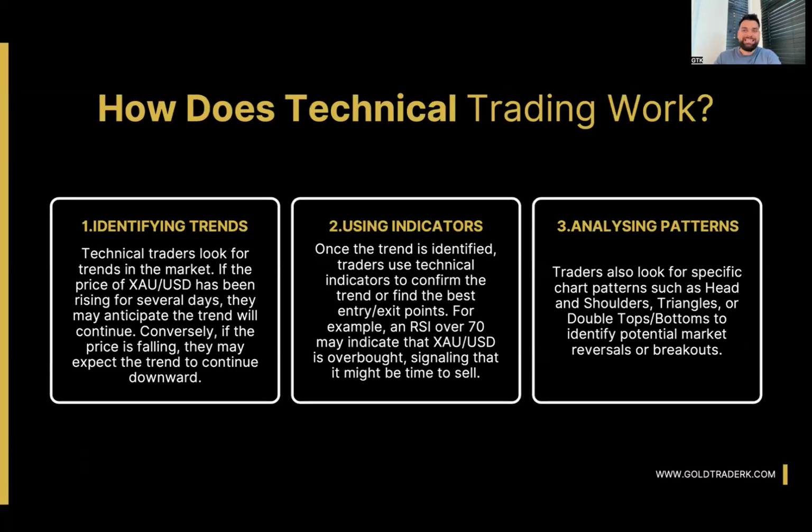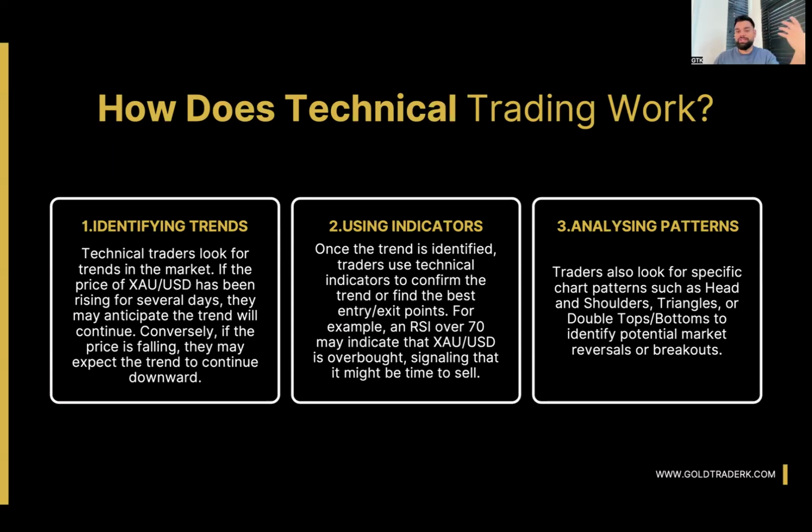How does technical trading work? Number one, identifying trends. Technical traders look for trends in the market. If the price of XAUUSD has been rising for several days, they may anticipate the trend will continue. Conversely, if the price is falling, they may expect the trend to continue downward. Number two, using indicators. Once the trend is identified, the traders use technical indicators to confirm the trend or find the best entry or exit points.